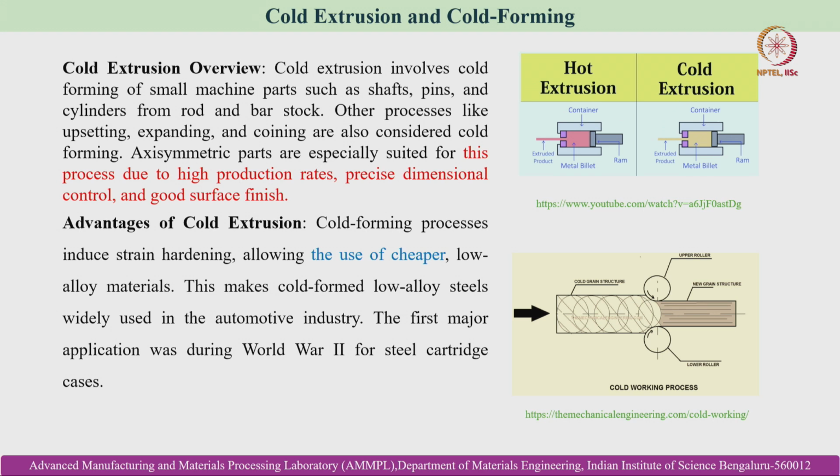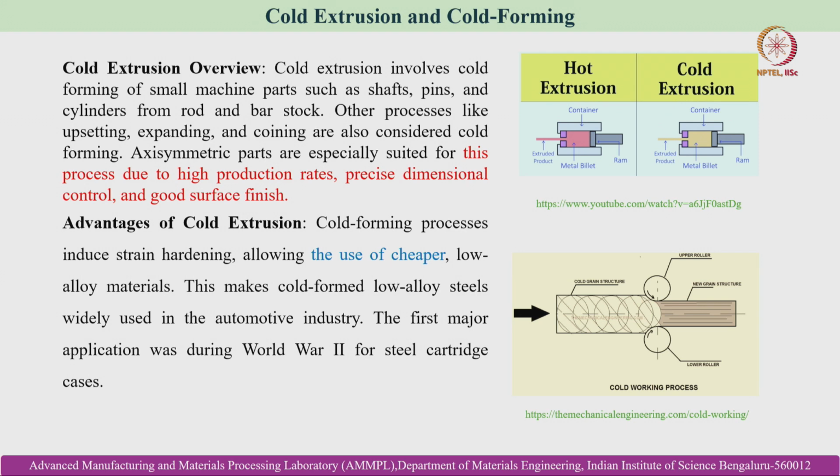So, now let us discuss an overview of the hot and cold extrusion techniques. As the name implies, cold extrusion involves cold forming of small machine parts such as shafts, pins and cylinders from rod and bar stock. Other processes like upsetting, expanding and coining are also considered cold forming. Axisymmetric parts are especially suited for this process due to high production rate, precise dimensional control and good surface finish.